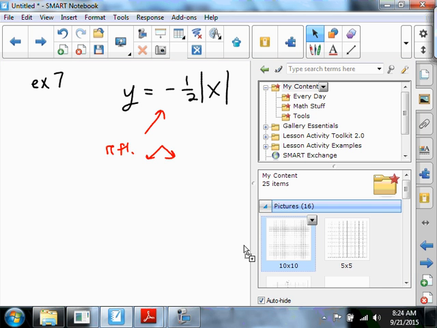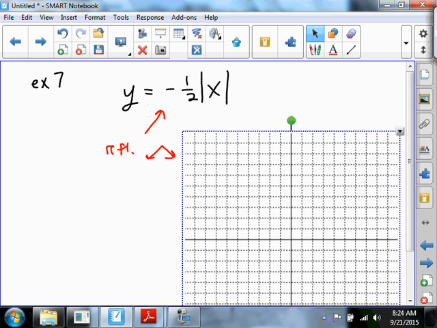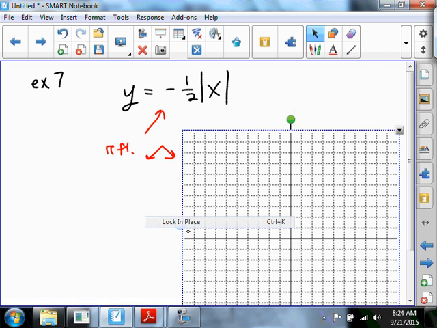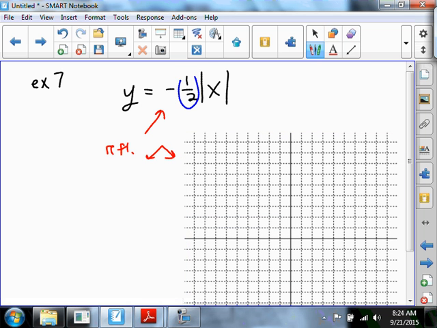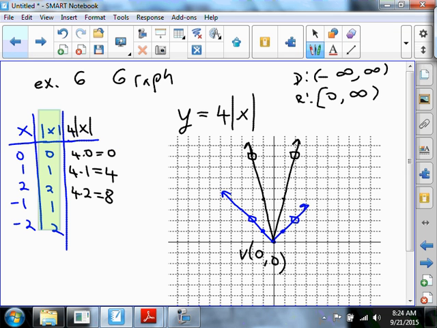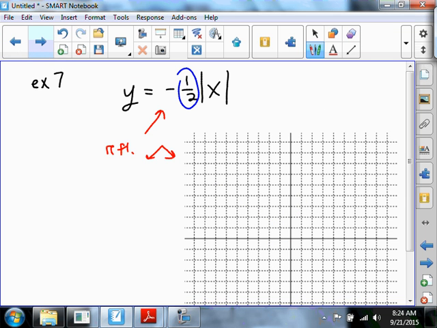Okay. So hopefully now we kind of get an idea of what that 1/2 is going to tell us. What's the 1/2 going to tell us? When we had a k value of 4, the graph was stretched. When we have a k value of 1/2, the graph is going to be, starts with a C. That's a compression. Good. It's going to be a compression. Okay. So let's see what's going to happen. Our vertex is still going to be the same. Our vertex is still going to be 0, 0.